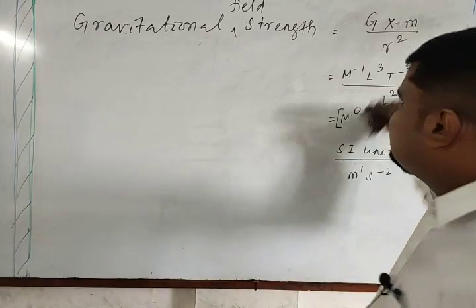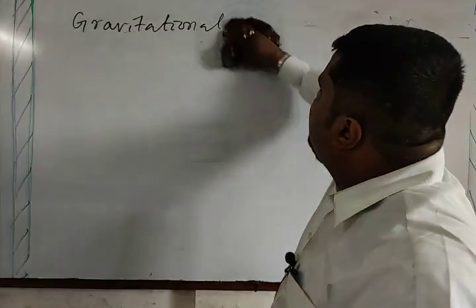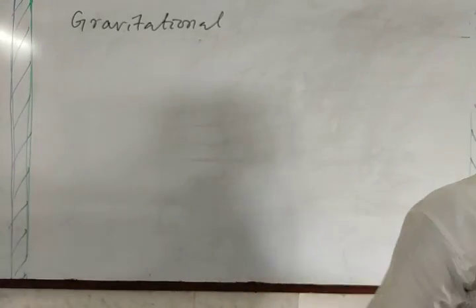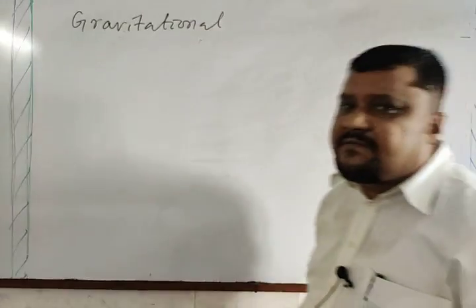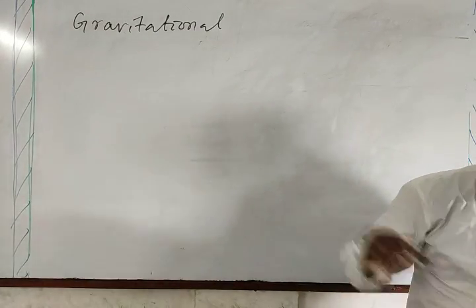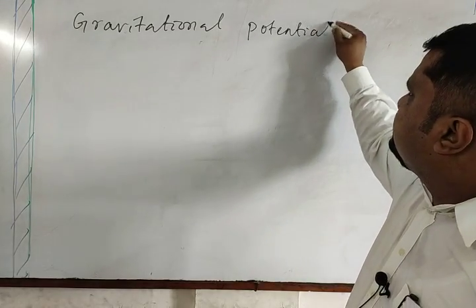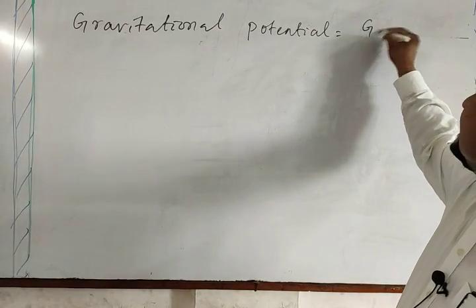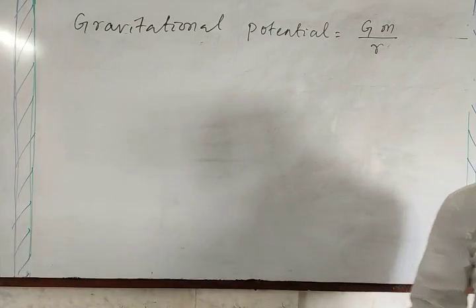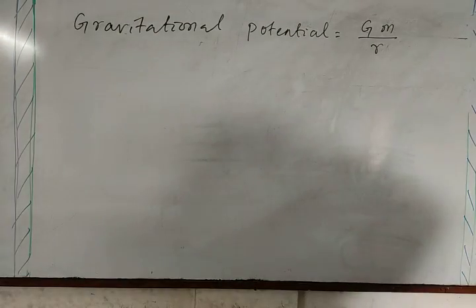Gravitational potential means the strength of the gravitational field at that point. The formula for gravitational potential is Gm by r. That is r square for field strength, and for gravitational potential it is Gm by r.